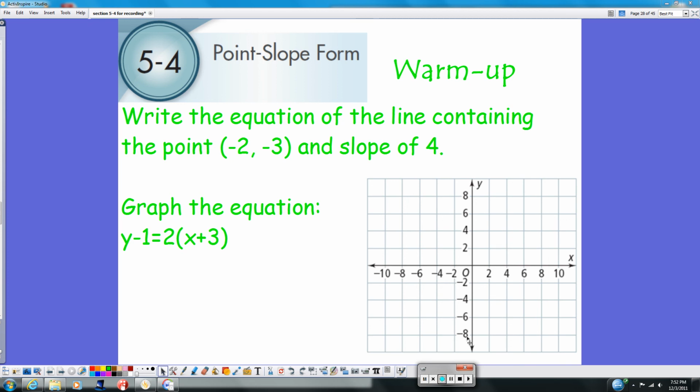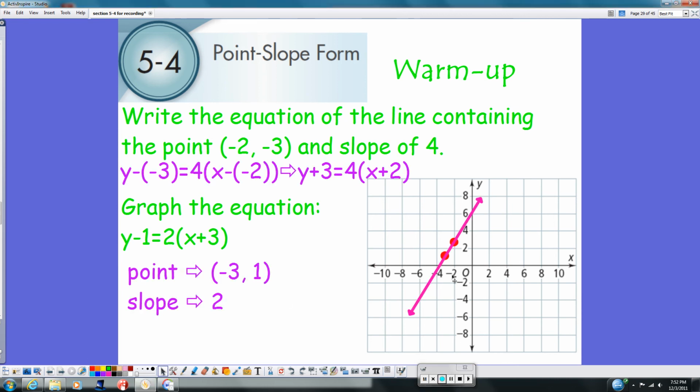Okay, welcome to the second part of section 5.4, point-slope form continued. We'll start with a warm-up. I want you to find the equation of the line containing the point (-2, -3) and has a slope of 4. And then I want you to graph the equation y minus 1 equals 2 times the quantity x plus 3. Let's see how you did.